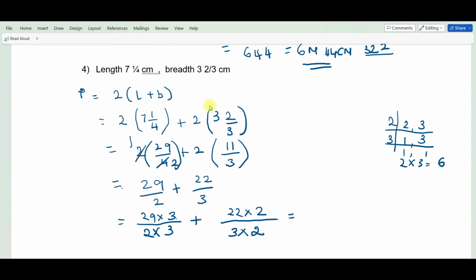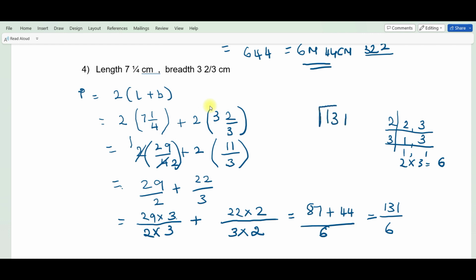Solving this, 29 into 3 will give me 87, and this would be 44, and I have a like fraction, that is the LCM being 6, the denominator being 6. So now if I add this up, I would get 131 divided on 6. As the question was given in mixed fractions, we'll also have to convert this back to a mixed fraction. So I simply take the division method to convert back to a mixed fraction.